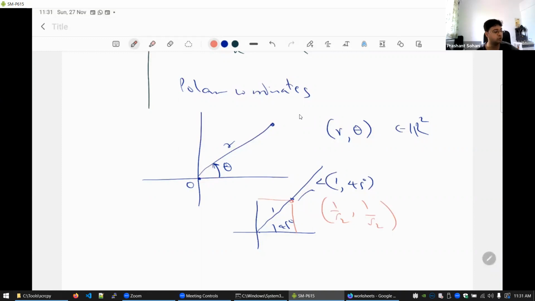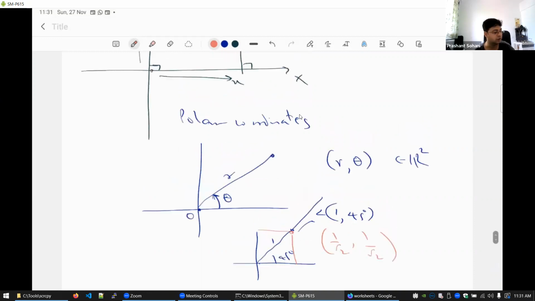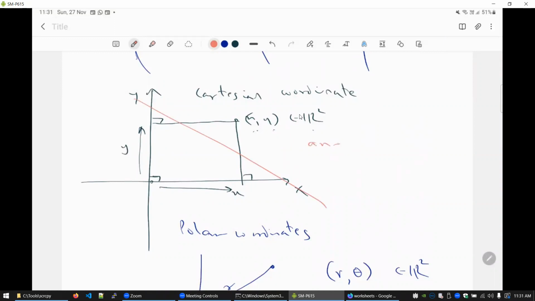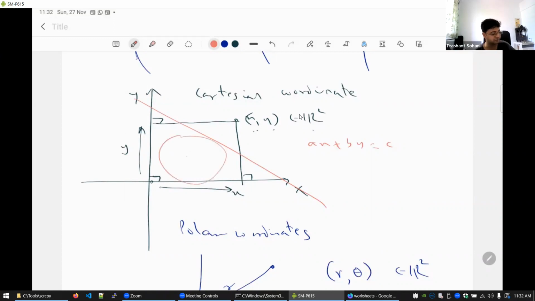And depending on which system you use, the standard objects like line and circle will have different equations. So in standard Cartesian coordinates, can you tell me what will be the typical equation of a line, some general line? What will be the format of that equation? Ax plus by equal to c kind of equation, right? And what will the circle look like? Let's take a circle centered at the origin for simplicity. So that will be simply x square plus y square equal to r square.